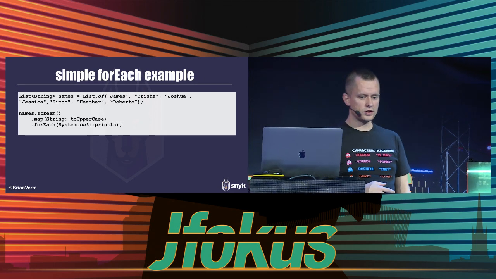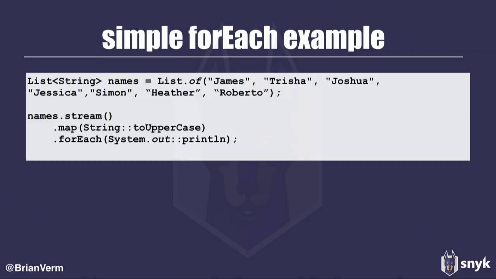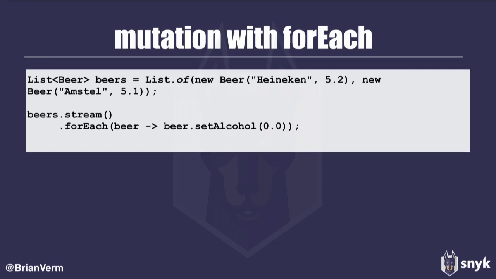So, say for instance, I have this code, a list of names, and I want to map it to uppercase, and I want to print it all out. This is quite a very simple and most used example. But what you can do as well, of course, is mutate the data. Should you?